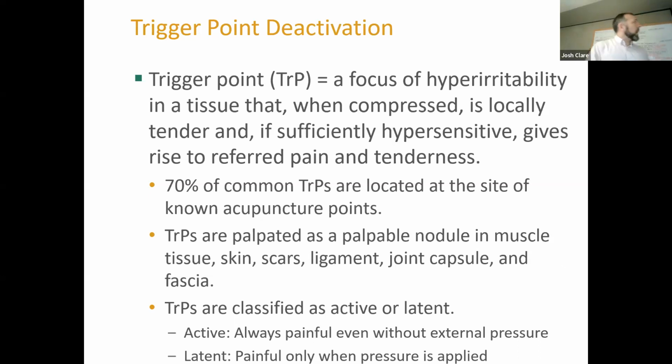Trigger point deactivation. So trigger points are foci of hyper-irritability in a tissue that, when compressed, is locally tender and, if sufficiently hypersensitive, gives rise to referred pain and tenderness. 70% of common trigger points overlap with the set of acupressure points, so that's nice. You remember those? They're a palpated nodule in muscle tissue, skin, scars, ligaments, joint capsules, fascia.